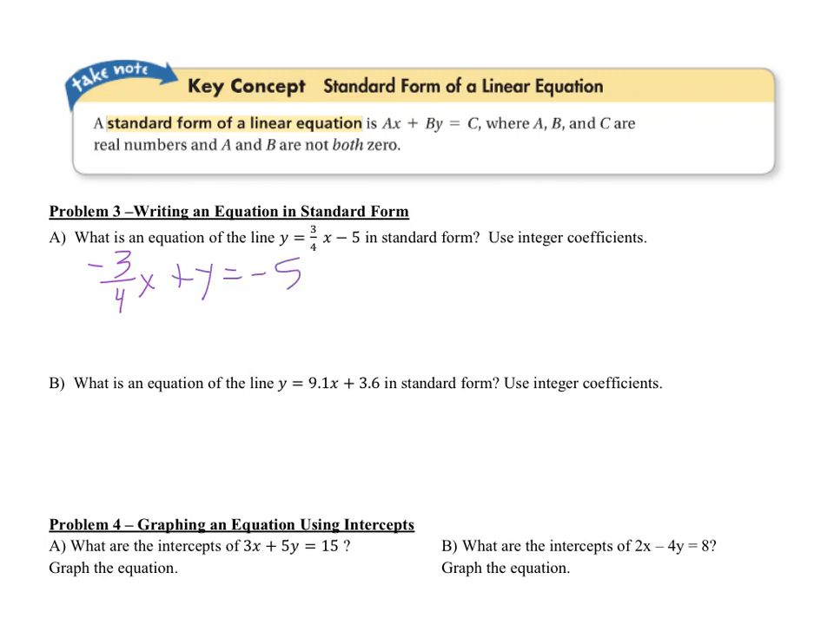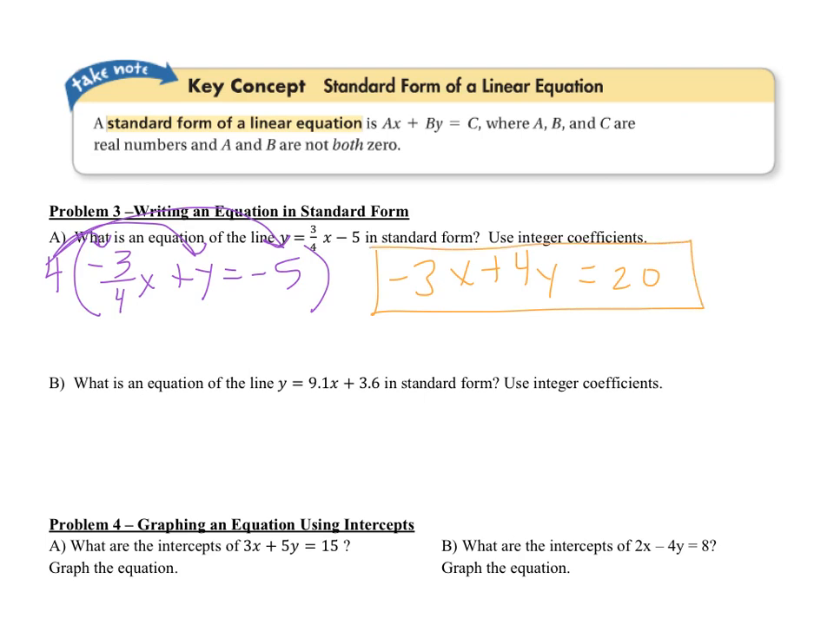Now, whenever you have a fraction, you want to get rid of that. So I'm going to multiply the whole equation by 4, because that's what's on the denominator. So I have to do it to each term on both sides of the equation. So when I do this first one, 4 times -3/4, that will just give me a -3x. 4 times y will give me plus 4y. And 4 times -5 will give me a -20. So this would be in standard form.